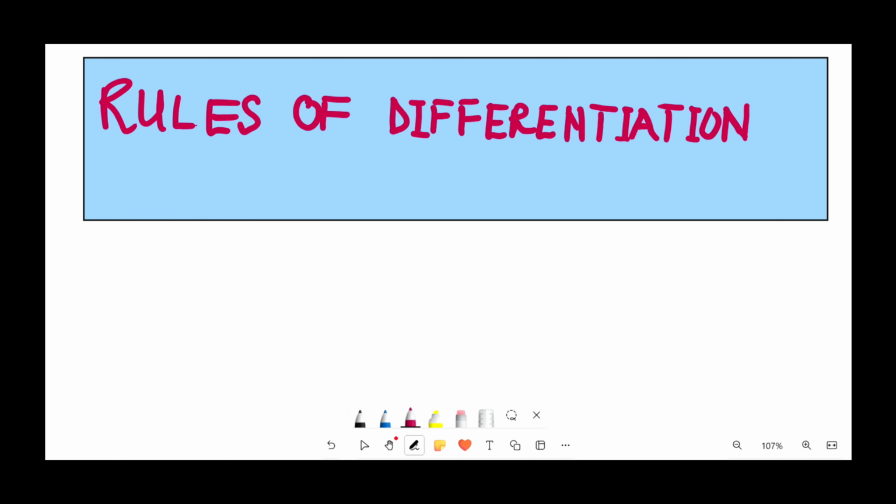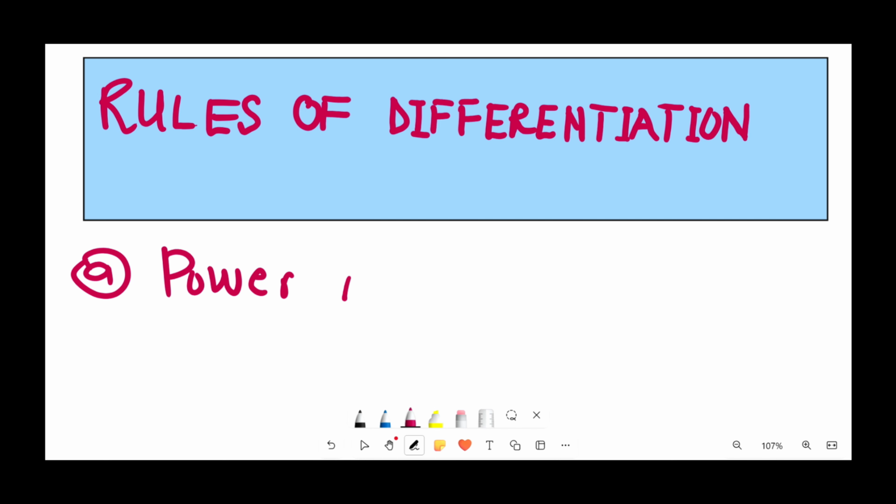In this video, we'll be looking at the various rules of differentiation. So we have done differentiation from the first principle. So we'll be looking at other rules that we can use to differentiate any given function. So we start with the first rule, which is the power rule.